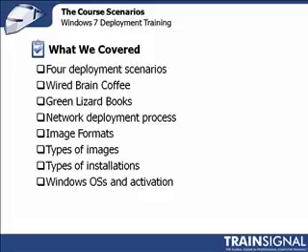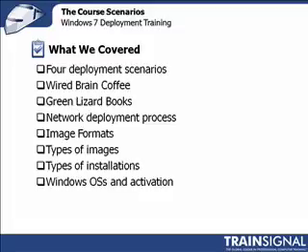What we covered in the course scenarios lesson were 4 different types of deployment scenarios. I explained the difference between bare metal, refresh, replace, and upgrades. Talked a little bit about Wired Brain Coffee and Green Lizard Books, what their corporate needs are, and the fact that neither one bellied up and gave us too much money to work with. I showed you the basic 50,000-foot view for network deployment process.